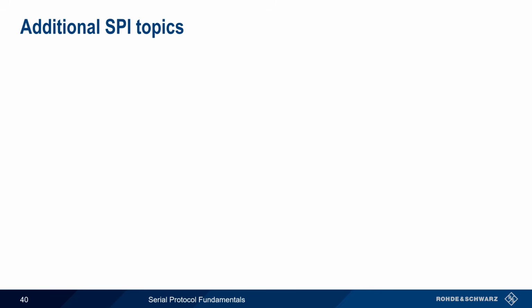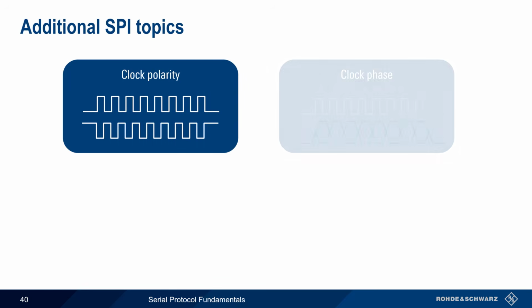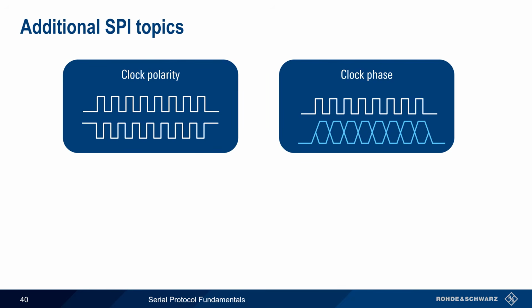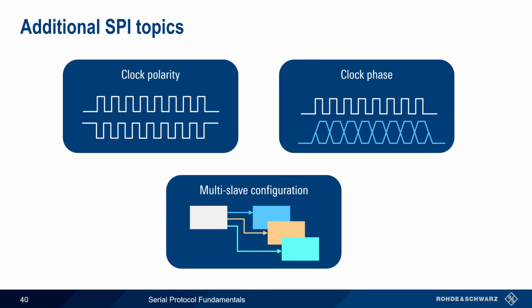Now that we've discussed the basics of SPI, there are three other aspects of SPI that we need to go over. The first two are clock polarity and clock phase. As we'll see, these must be configured identically for all connected SPI nodes. The third topic is an overview of how multiple slaves can be connected to a single master.